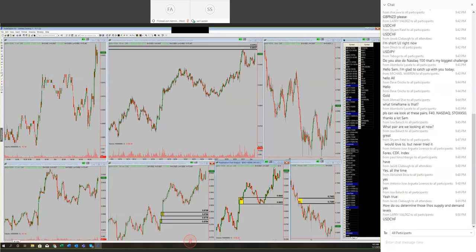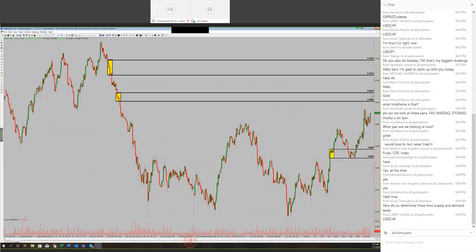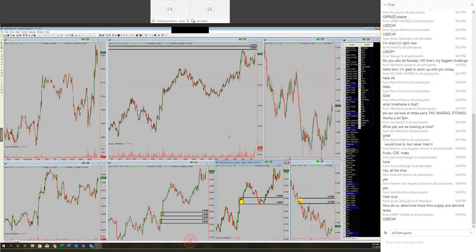So again, given that we have supply right up here in the 69.50 area, that helps us answer the question, where is price likely to turn? To answer the second question, where is price likely to go? We have to find demand. So where is the opposing demand zone?